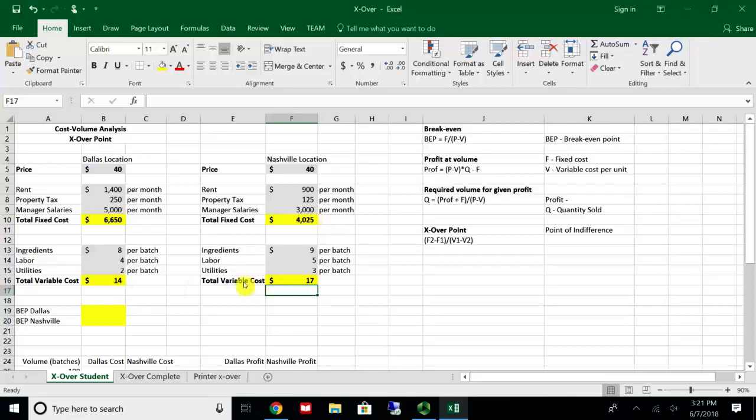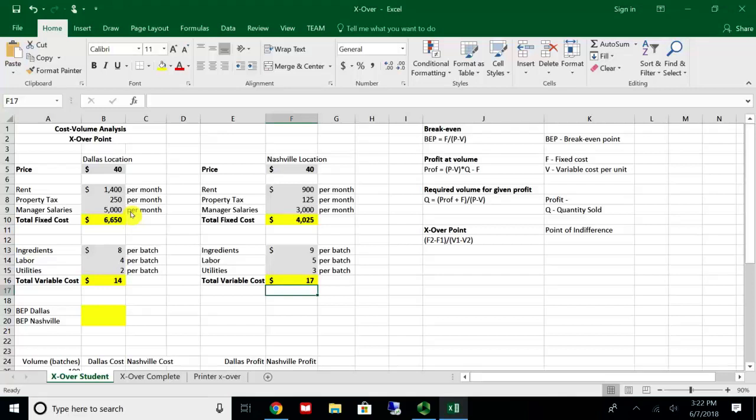So I know real low volume, Nashville is my best choice. I can look at these differences in variable costs and figure that at some point, if I was making 1 million batches of cupcakes, then clearly 14 times 1 million versus 17 times 1 million, I'd have $14 million in Dallas. That's going to be better. That's going to be a lower cost. And the fixed cost doesn't matter. So I know for real low volume, Nashville is better. I know for super, super high volume, Dallas is better.